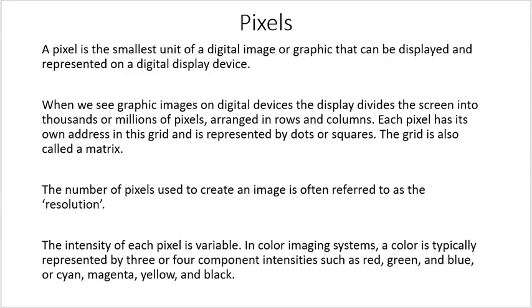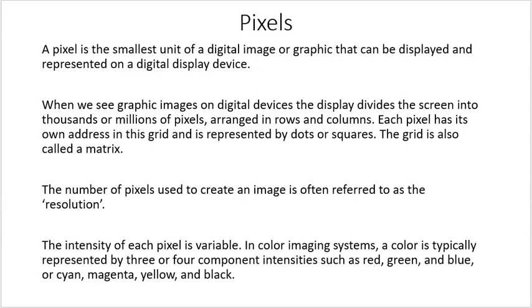When we see graphic images on digital devices, the display divides the screen into thousands or millions of pixels arranged in rows and columns. Think of it like an Excel sheet. Each pixel has its own address in this grid and is represented by dots or squares, and that grid is called a matrix. The number of pixels used to create an image is often referred to as the resolution. The intensity of each pixel is variable.